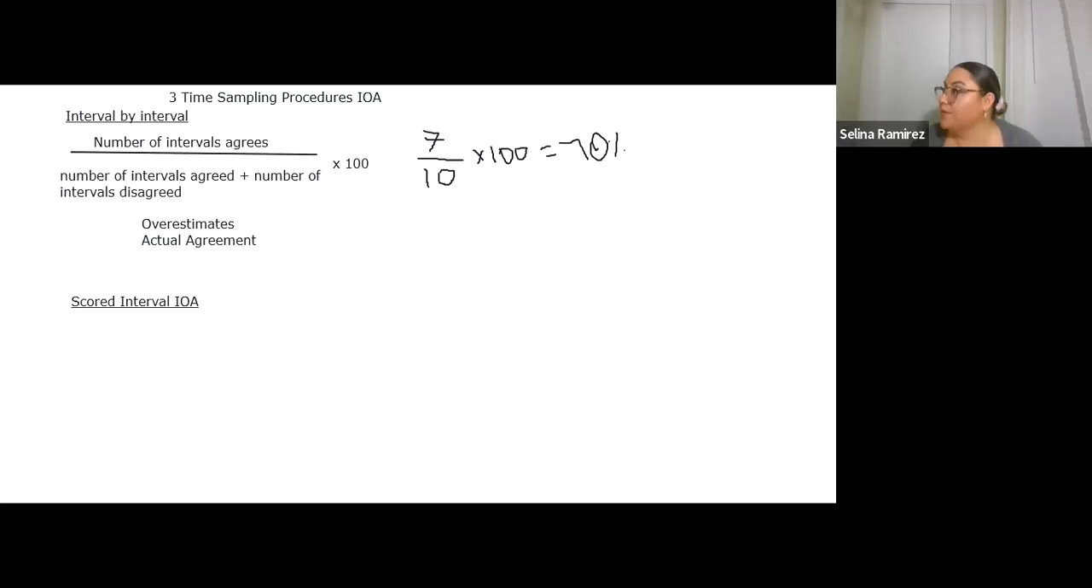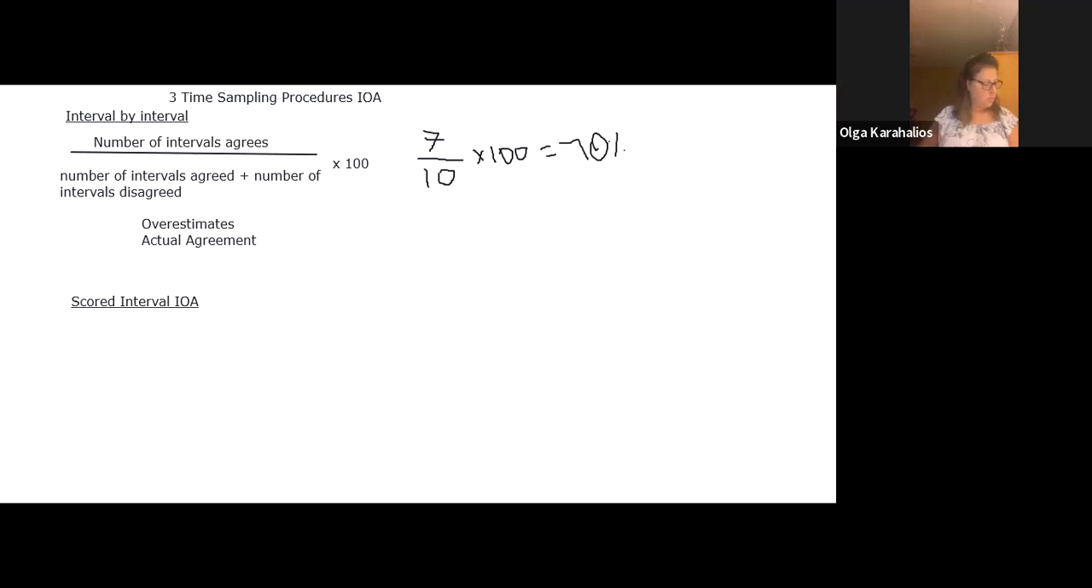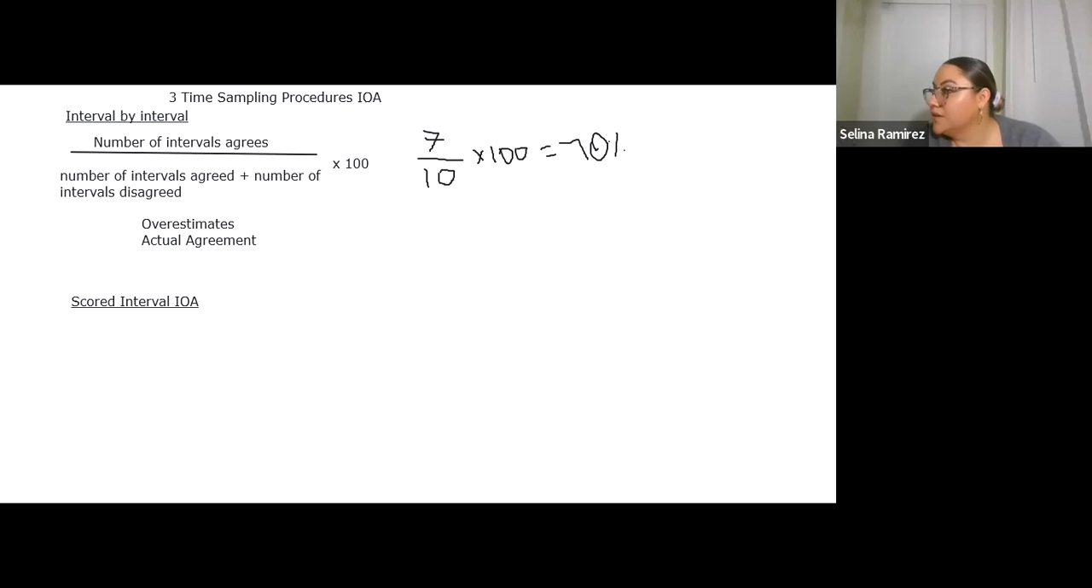Okay, so for scored interval, what are we going to do? The number of intervals that they both recorded an occurrence. Sorry guys, I'm really blind and blue. The number of intervals that they both recorded the occurrence, right? Now they both have to have an X on it for us to collect the data for that one, for scored interval IOA. So this one is now intervals that they both recorded an occurrence. Okay, and then we're going to do over.